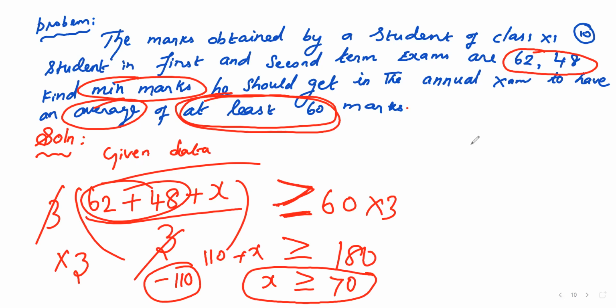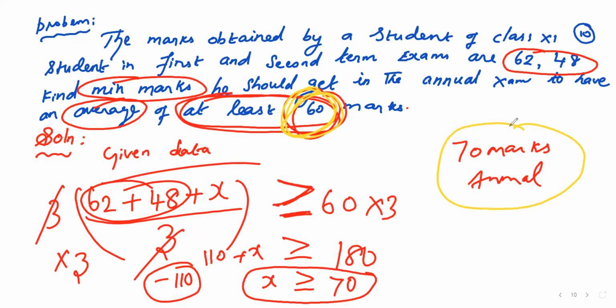He must get at least 70 marks in the annual exam. Then only his average marks will be 60. So in the annual exam, he must get at least 70 marks. He can get 71, 78, 80, 85, he can get. But at least 70 marks he needs to get. Then only his average becomes 60.